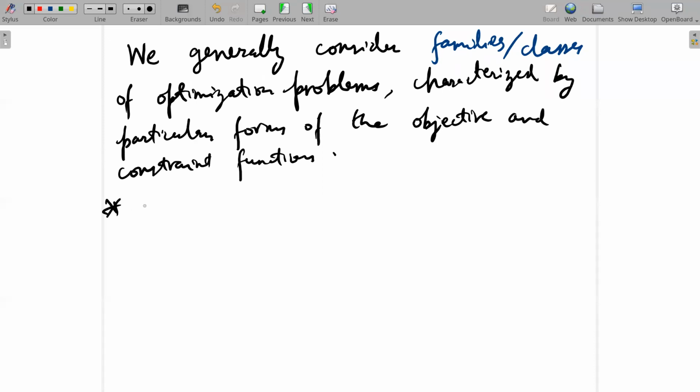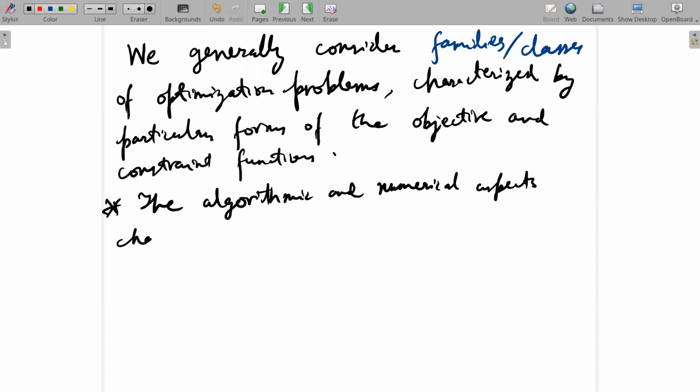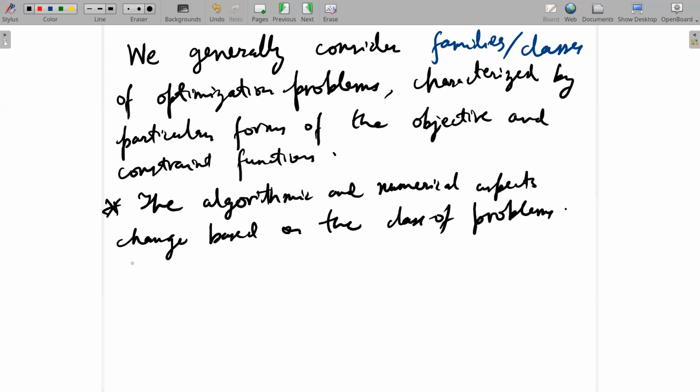So here a remark is the algorithmic and numerical aspects will change based on the class of problems or family of problems that you choose. And just to capture all this in a very pithy kind of phrase: devil is in the details. And we want to find the devil.